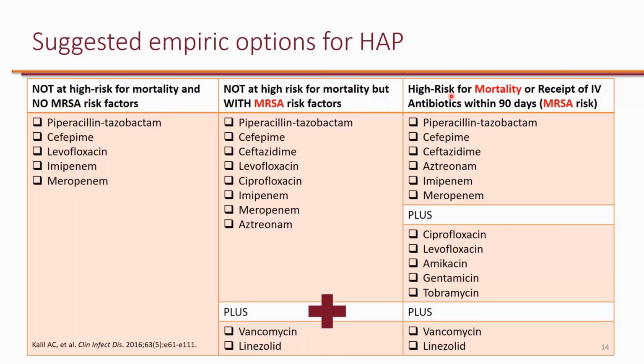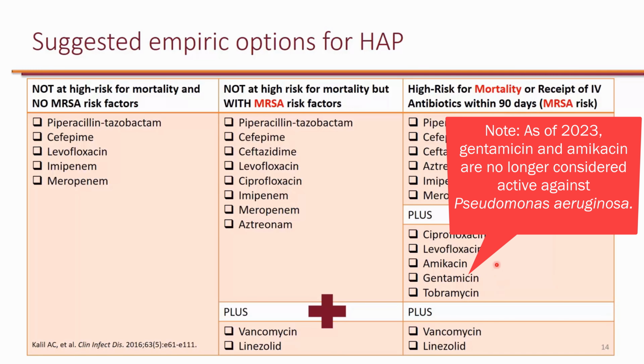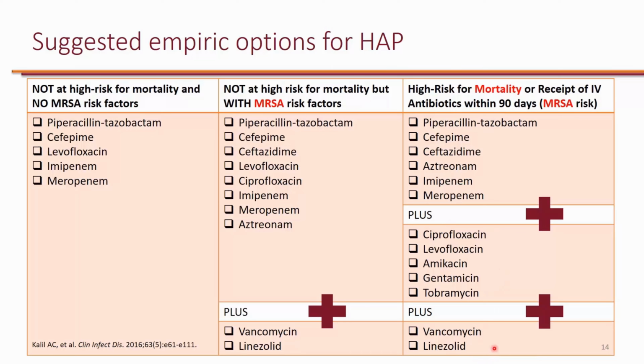And of course, if someone is at high risk for mortality, then that patient should receive two agents for Pseudomonas plus one agent for MRSA. So one of the beta-lactams plus one of the non-beta-lactams active against Pseudomonas plus an agent for MRSA.